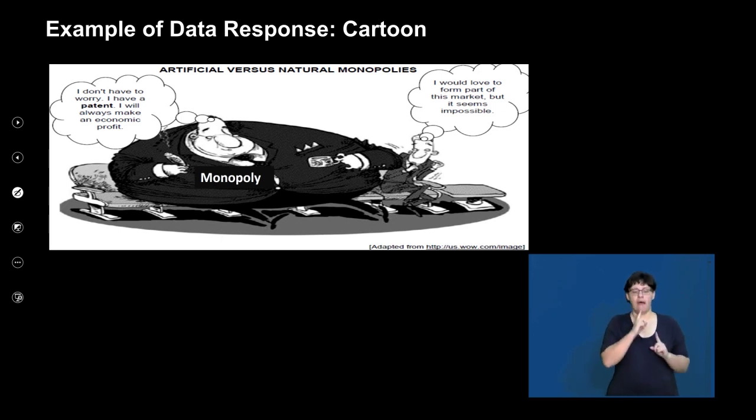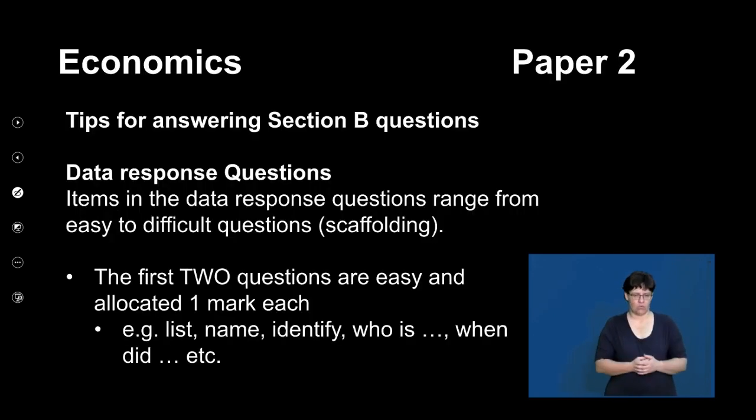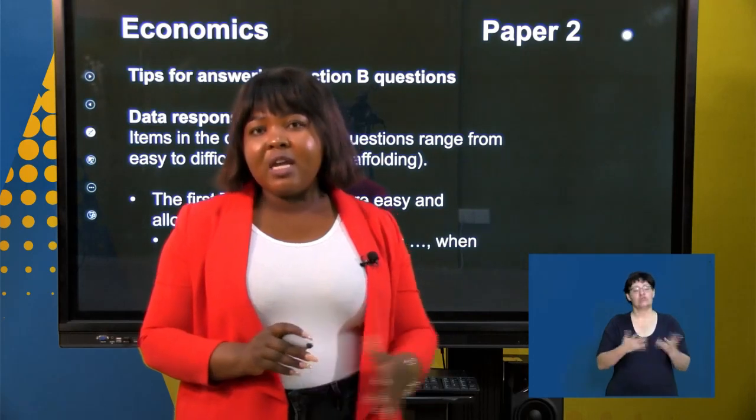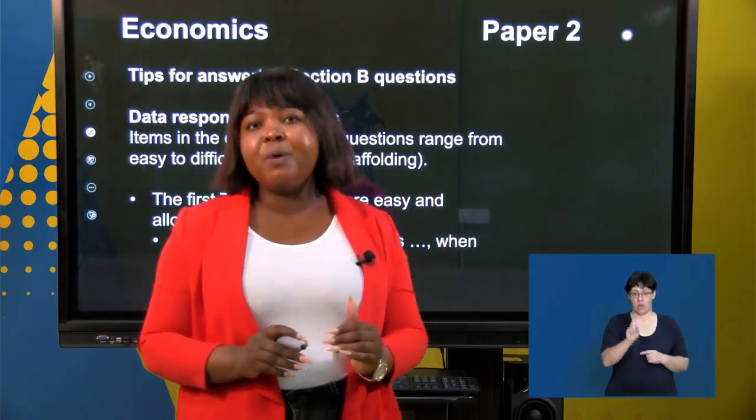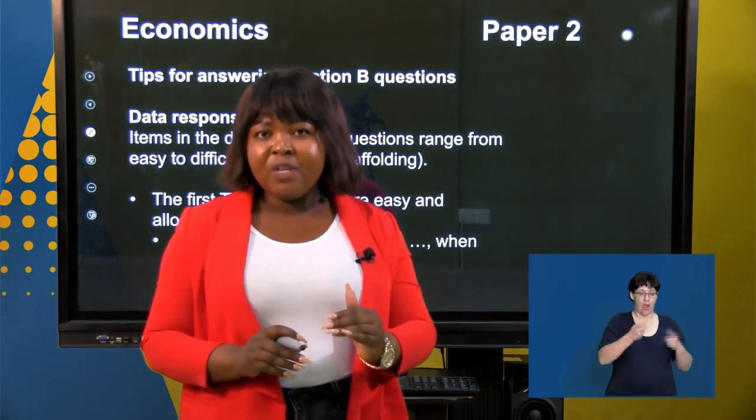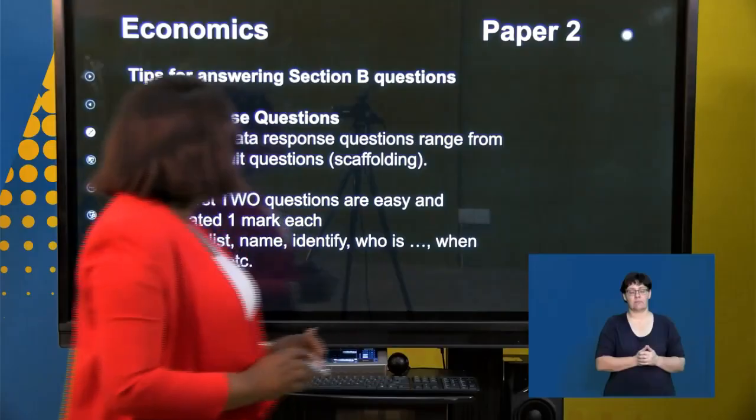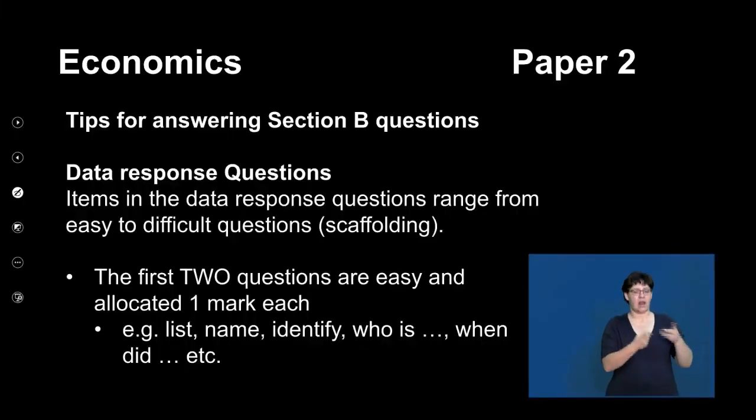Now, how do we tackle such questions? Let's look at the type of questions we can get from the cartoon. Right. Normally, when you get a data response question, the first 2 questions are usually easy. They are lower cognitive level questions. And again, like I said, when we discussed our paper 1, there is going to be scaffolding there. The level of difficulty is going to increase as the questions go down, right? And normally our first 2 questions get a mark allocation of 1 each. These are our list, name, identify type of questions, right?